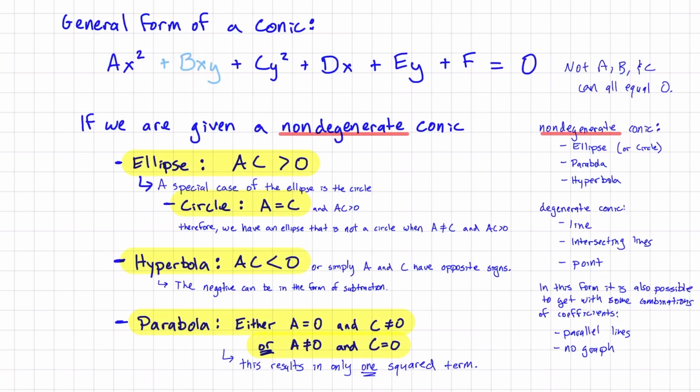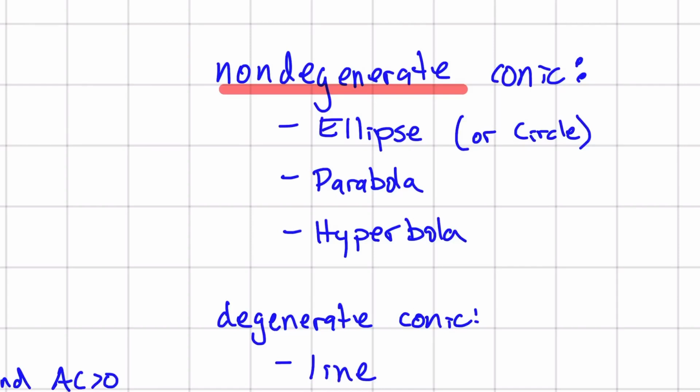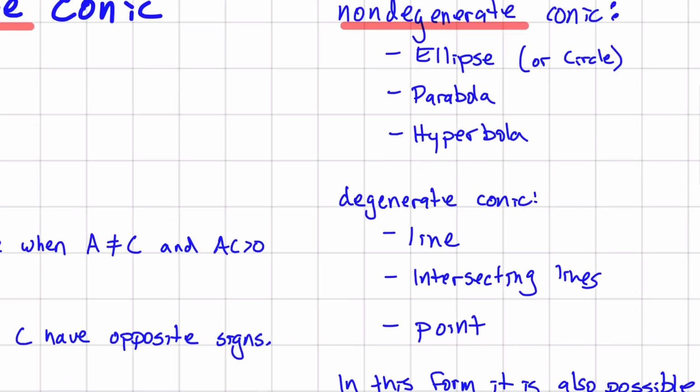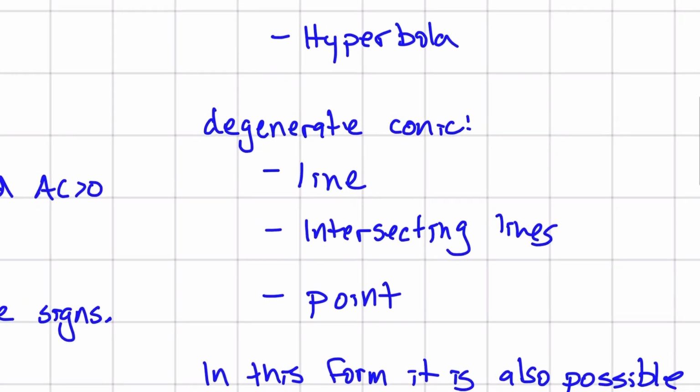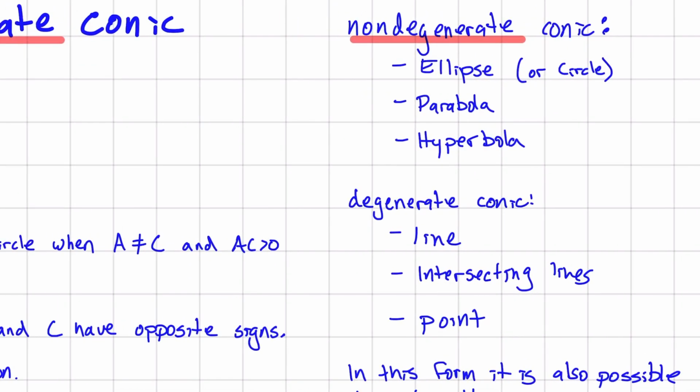All right, so if we're given a non-degenerate conic, this is a vocab term you don't really need to worry yourself too much about, the non-degenerate conics are just the ones I just taught you: the ellipse or a circle, which is a special case of it, the parabolas and the hyperbolas. So all those are the non-degenerate conics. A degenerate conic would be one that's a line, intersecting lines, or a point. So technically they can fit into this form. They can even come from a cone, which you'll see in the next video, but they aren't one of our conics of significance. They're quite trivial.